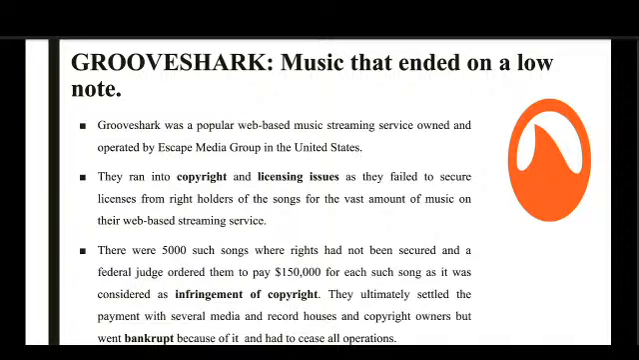and ultimately it so happened that those 5,000 songs were already copyrighted by somebody, and Groove Shark did not secure any license from them before using those songs on their website, and they had to pay a huge sum of $150,000 as damages because their use was unauthorized. They did not secure proper permission.